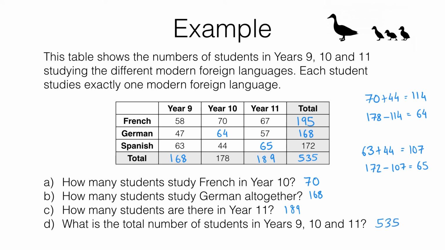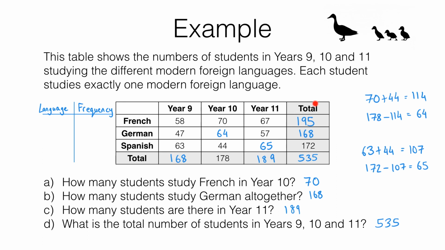And as I've just mentioned, that is the same answer that we would get if we asked, what is the total number of students studying French, German and Spanish? Basically, this is the entire population of students in those three year groups. Before we wrap up this video, I just want to get back to something I mentioned at the start. I said this type of table, which is known as a two-way table, is like a frequency table, but with a bit more information.